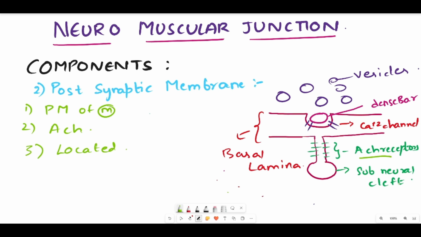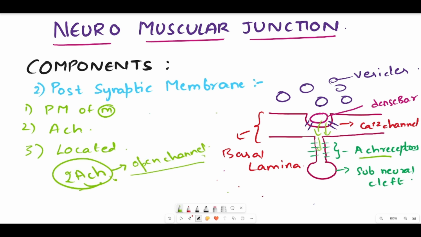And next, these ACh channels lie immediately below the dense bar. So above we have the dense bar, and below it we have the channels, so that the acetylcholine released can easily enter into these channels. Whatever acetylcholine is released will easily enter the channels. With the presence of two acetylcholines, there will be a conformational change. When this occurs, it causes the channel to open.